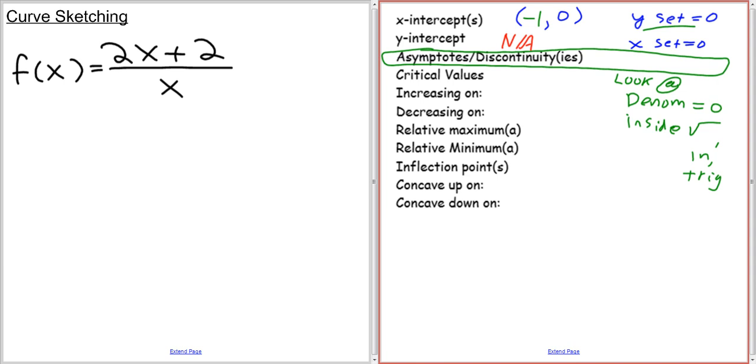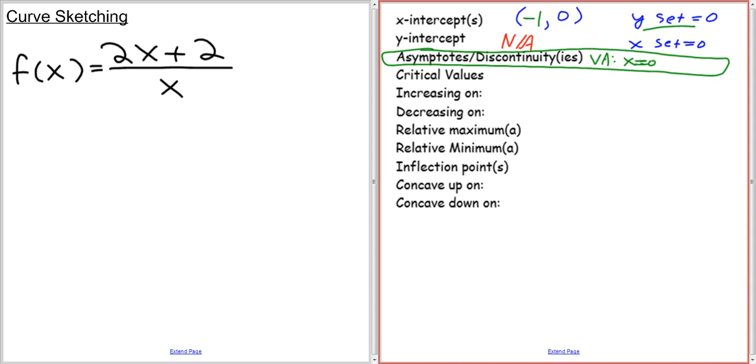Well, we don't have to look at much except for the denominator. And we know when the denominator is equal to 0, we'll have a vertical asymptote. So we have a vertical asymptote, VA, when x is equal to 0, because the bottom equals 0 when x equals 0. No square root to worry about, no ln, no trig. So really our only discontinuity is that asymptote. And we can kind of leave it at that.